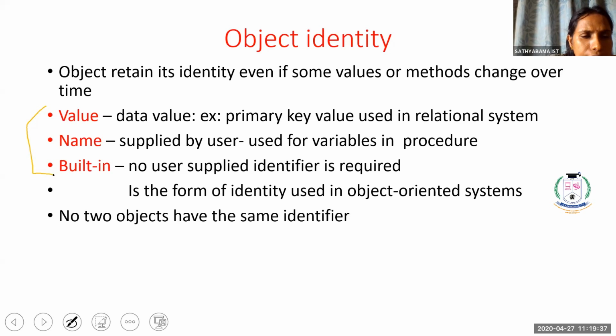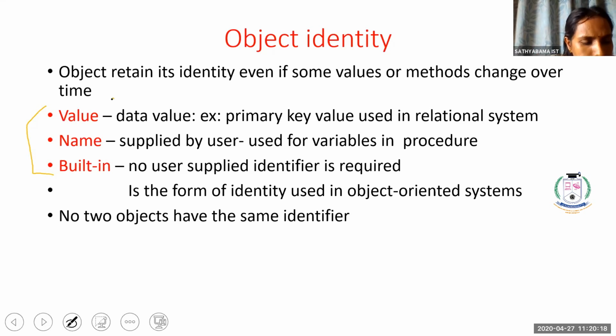The value is nothing but the data value. Say, for example, if you want to recognize a particular tuple in your relational database, we need a primary key. Generally we would not fix the primary key on a name column, because more than one person can have the same name. So generally we have to fix the key value, or your roll number or register number should be a key value that will identify an individual student uniquely, right? So the identity can be represented in terms of your key value. That is one.